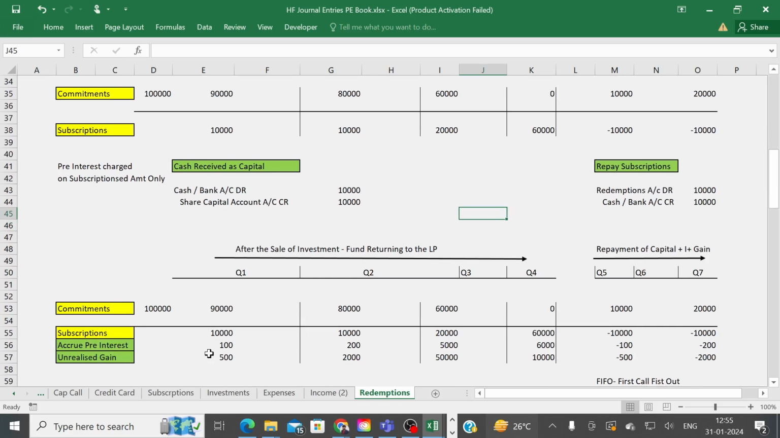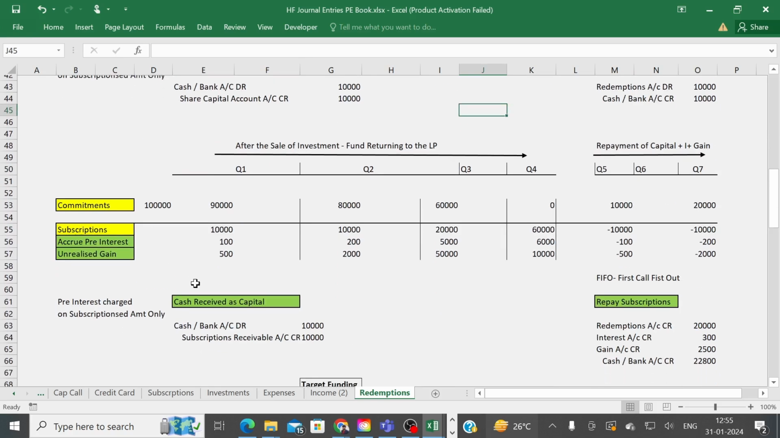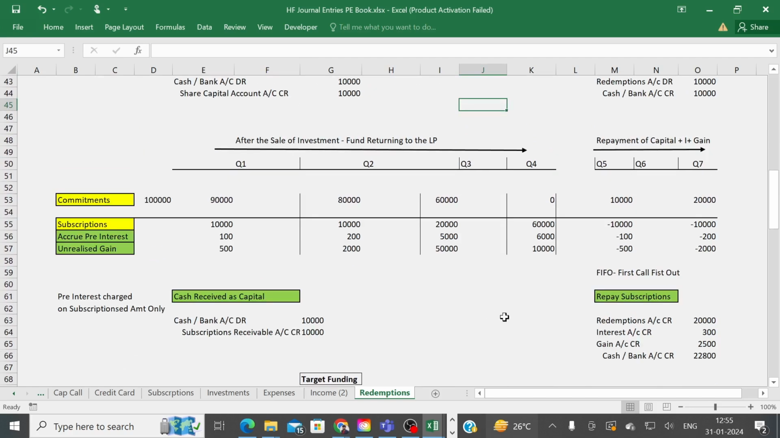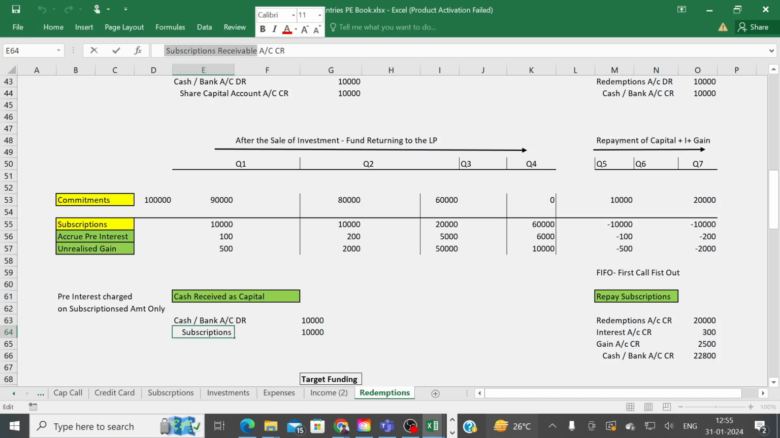All right. Then again, you can put the same logic. Whatever you process would be your debit, basically interest, gains, redemptions. Along with the subscriptions, you can pay the interest payment, unrealized gain or realized gain. So everything that we process, once you process it, that would be debited and cash will be credited.